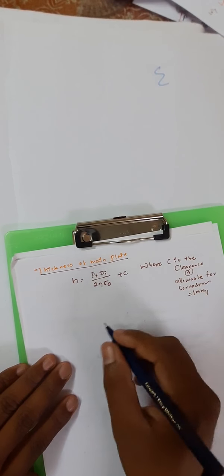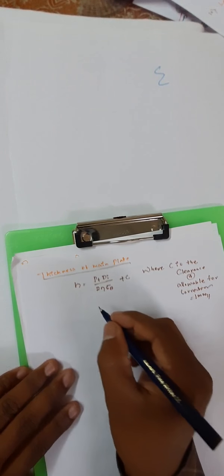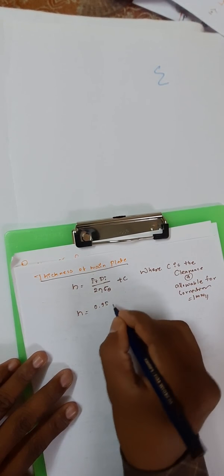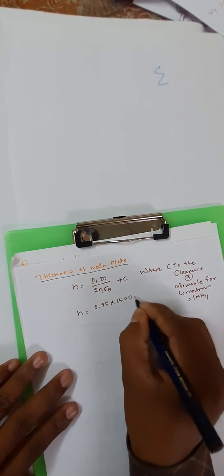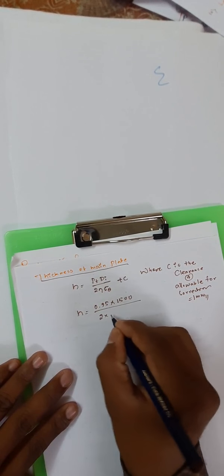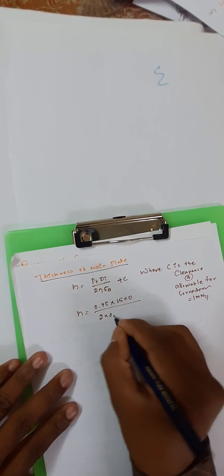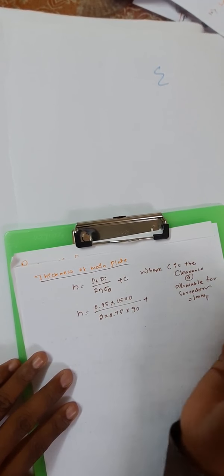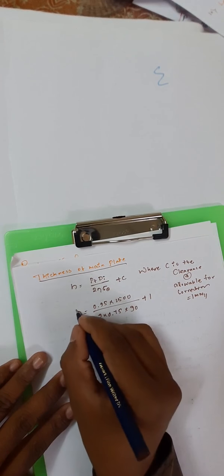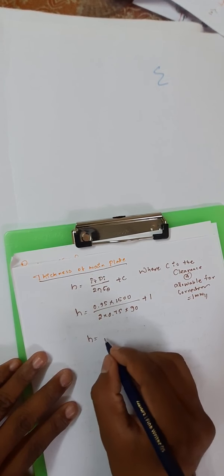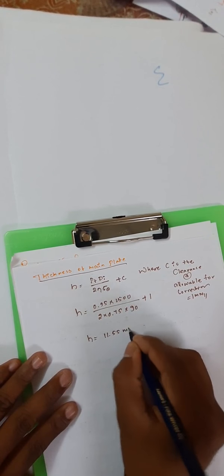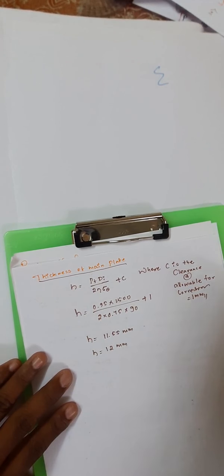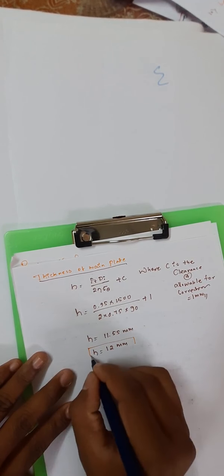If you substitute all the values into this equation, h is equal to 0.95, that pressure, into diameter 1500 mm divided by 2 into the efficiency they have given in the problem, which is 0.75, into sigma t is equal to 90, plus C is equal to 1 mm. If you simplify this, we will get h is equal to 11.55 mm. So we will round up this value to h is equal to 12 mm.